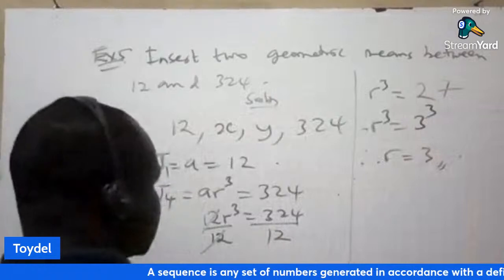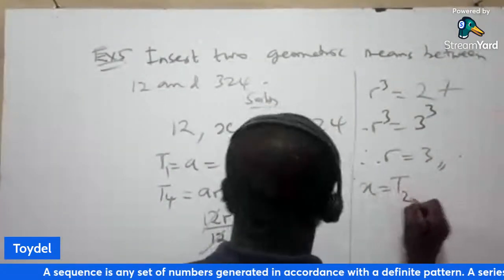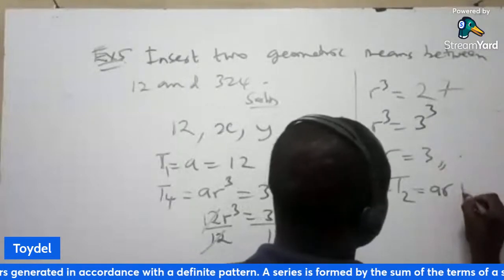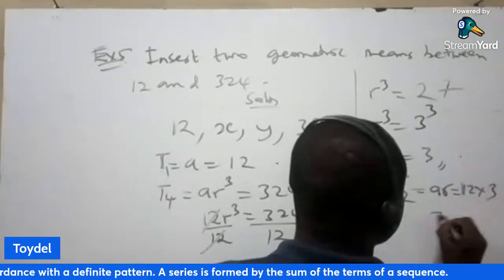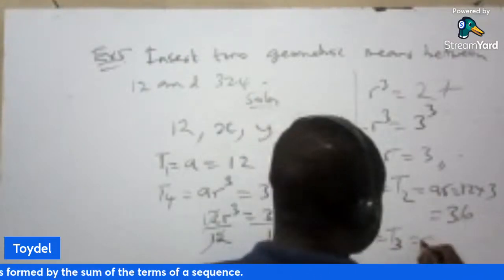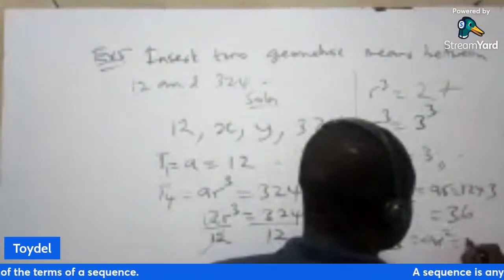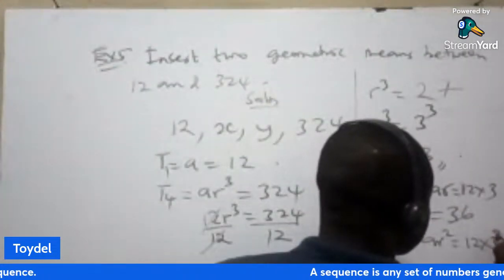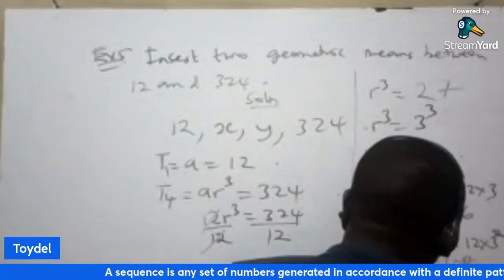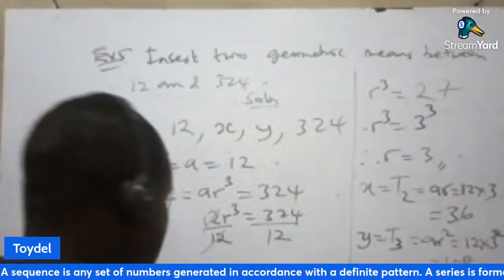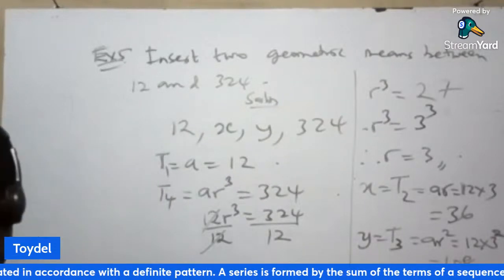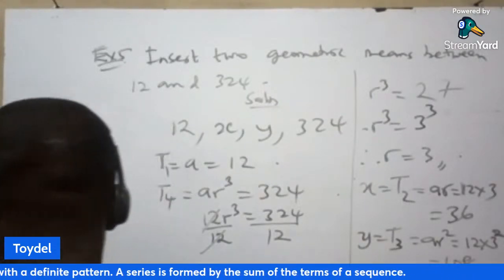If r is equal to 3, then x, our x is what? The second term, T2, is given as ar. That is, a is 12, so 12 multiplied by 3, and that will be 36. Then y is the third term, T3, that's ar squared. We are going to have 12 multiplied by 3 squared. Then 3 squared is 9, and 9 times 12 is equal to 108. So T3 is 108 and T2 is equal to 36. So that is what we are going to get.